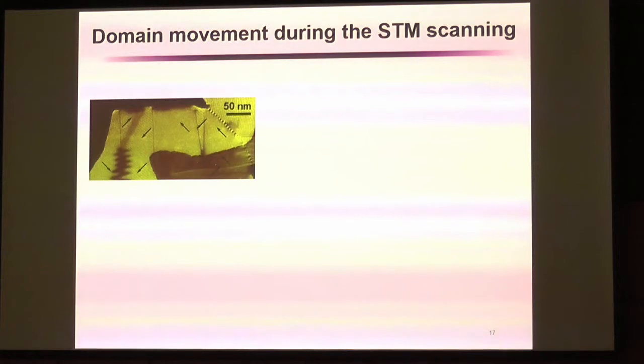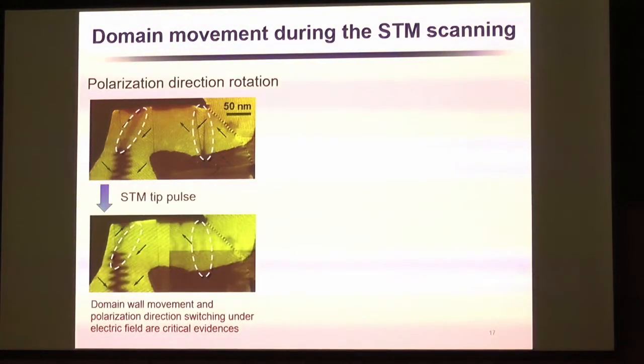Another evidence of ferroelectricity is that you need to switch this polarization direction under an electric field. Fortunately, we have the tip that can apply a bias. Under the bias of the STM tip, we can see the domain walls can move. You can see here the needle domains have completely disappeared. That means in this region, the polarization direction actually can be switched. So this is also very critical evidence for ferroelectricity.